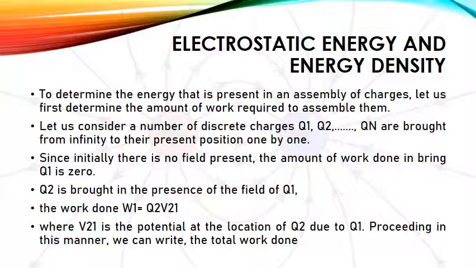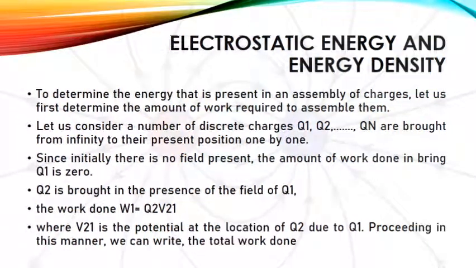To determine the energy density, first let us consider three different charges Q1, Q2 and Q3. The amount of work done in bringing Q1 is 0 because it is the initial charge. For Q2 there is some work done, given as W2 equal to Q2 into V21. Similarly, for Q3, W3 equal to Q3 into V31. That is the work done by the charges.